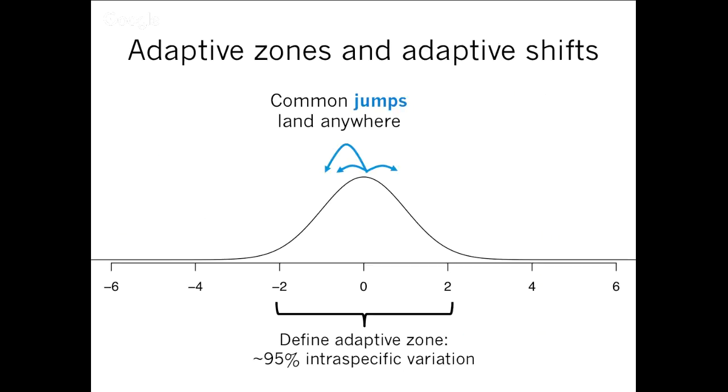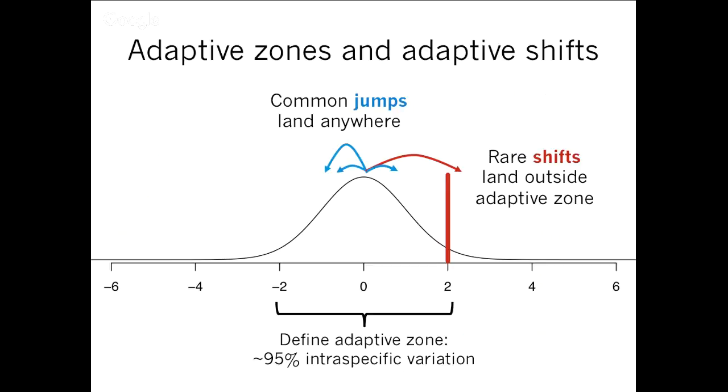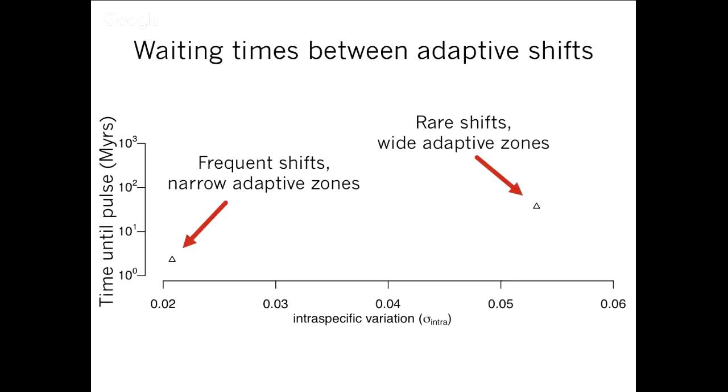Well, that's not simply the rate of jumps. That should be the rate of a shift outside of an adaptive zone. While we would expect that jumps of any size are relatively common, only jumps of a certain size or greater will occur at a lower rate. For all of the clades that selected pulse models, we compared the width of the adaptive zone on the x-axis and the waiting time between shifts on the y-axis. The lower left-hand corner would resemble a clade that had frequent shifts and narrow adaptive zones. On the right-hand side, we have a clade with rare shifts and wide adaptive zones.